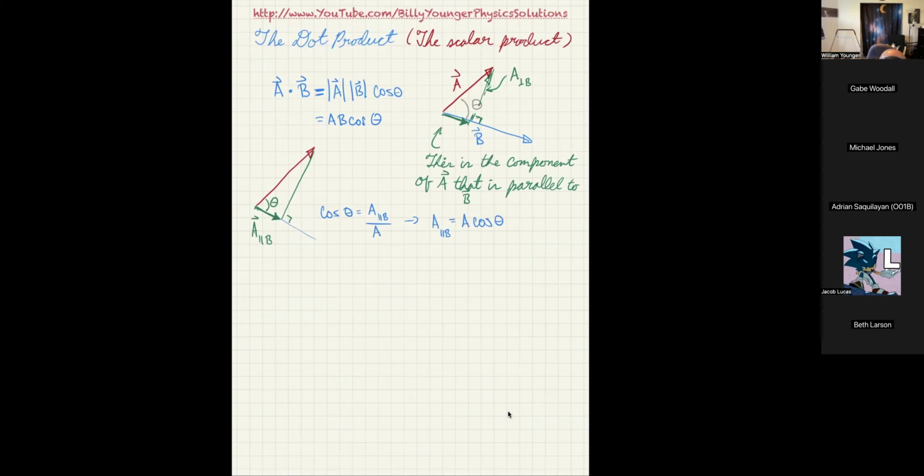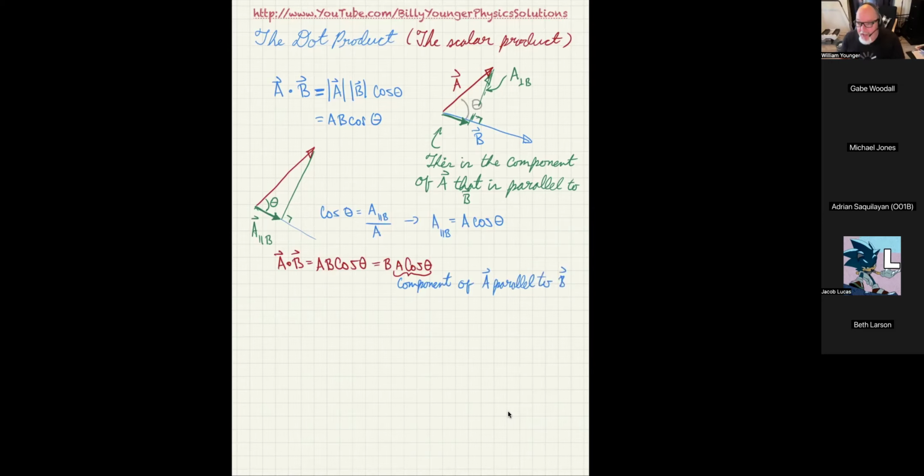But remember the formula A dot B is equal to A B cosine theta, but we can also write that as B times A cosine theta, in which case you see that this quantity is in fact the component of A parallel to B. So if you were to take A dot B and just divide out the magnitude of B, you'd automatically get the component. So that's the usefulness of it.